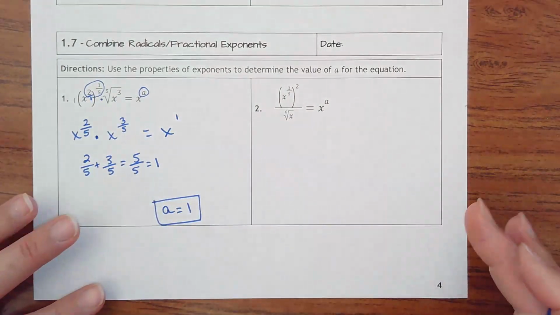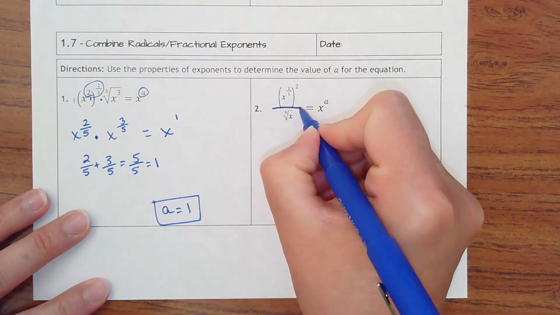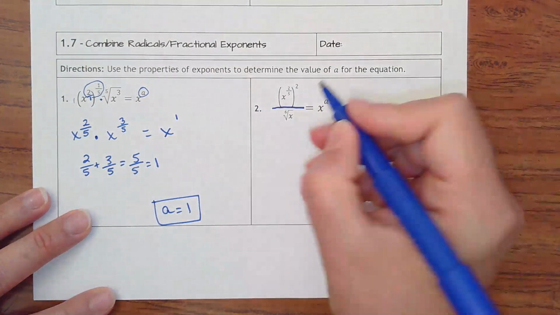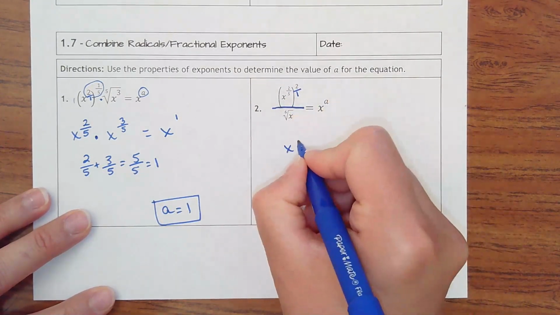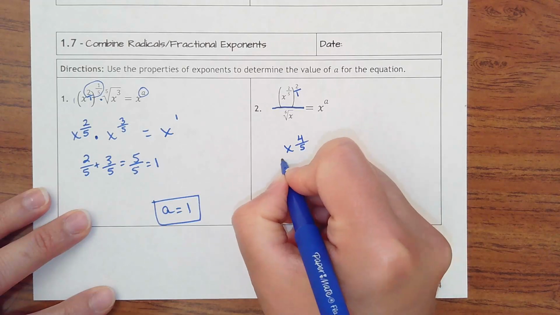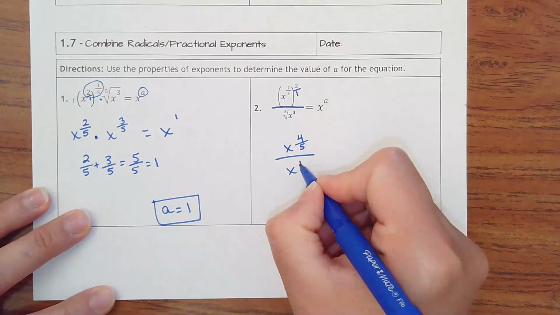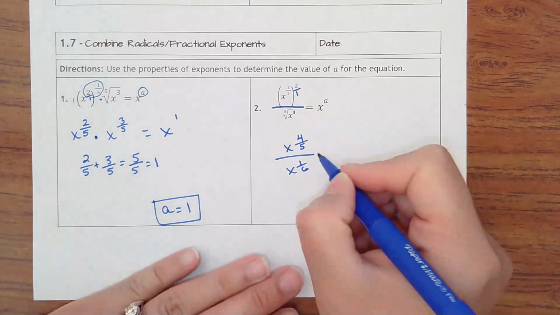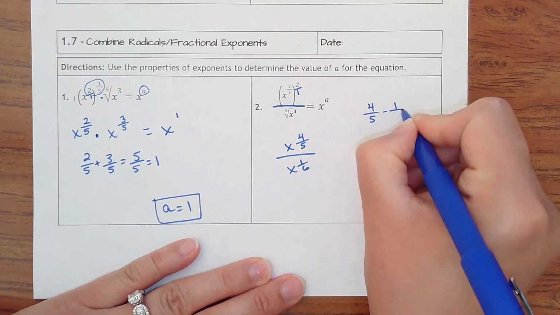All right, number 2. Kind of same setup. We have an exponent raised to a power. It's getting divided by a radical. So we would want to multiply 2 times 2 over 5 times 1, which would be 4/5 divided by x to the 1/6. So when we are dividing exponents, we remember that we should be subtracting the powers.